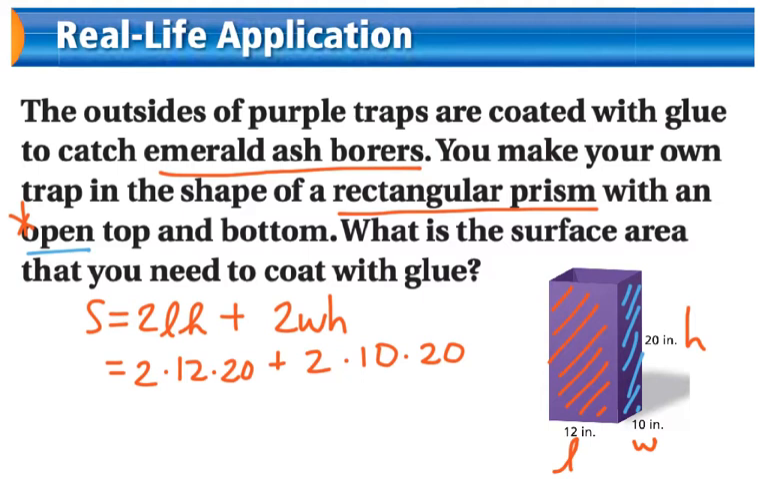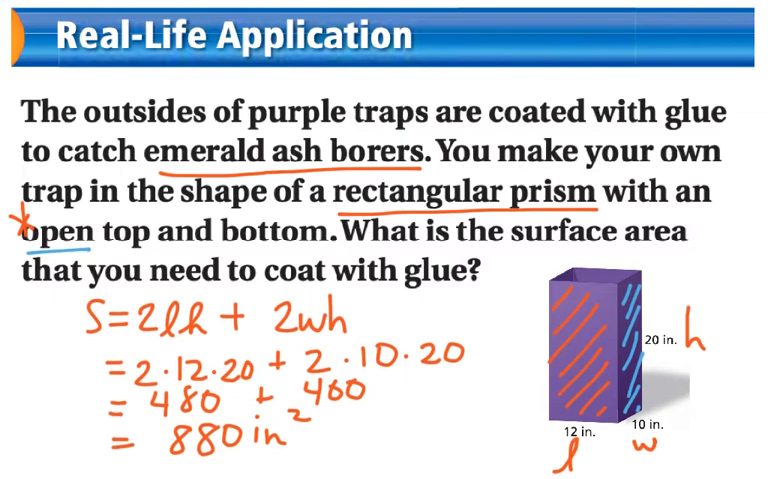Do we need just the regular formula, if you will, or do we need to pick and choose the pieces that we need? So for the front and back, we should end up with 480 square inches. And then for the right and left, we should end up with another 400 square inches. And all in all, then it says, what's the surface area that you need to coat with glue? Take 480 plus 400. And you should end up with 880 square inches.